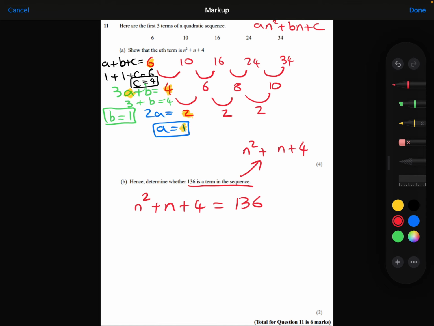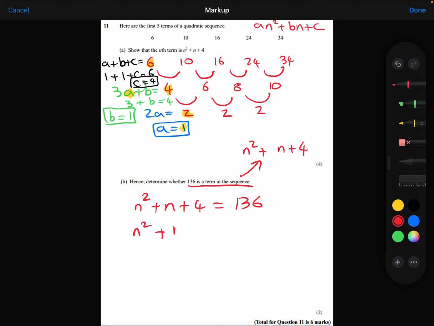If this equation has an integer solution, because there has to be a whole number of terms, we can't have a decimal term. If there's an integer solution to this, then we can say yes, it is in the sequence. If there isn't an integer solution to this, we'll say no. So let's solve this quadratic equation.